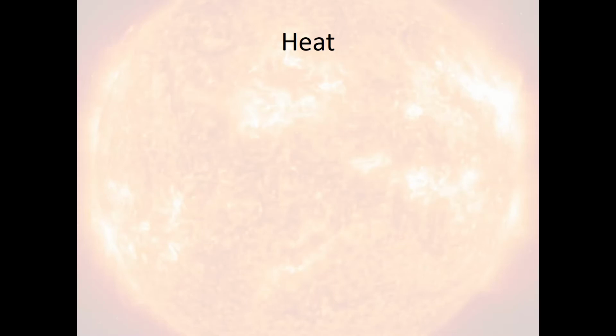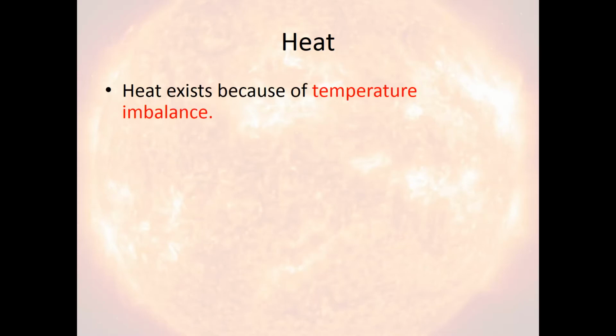Heat actually has to do with temperature. Heat exists because of temperature imbalance. Think about this right now. Your body has an average temperature of about 98.6 degrees.